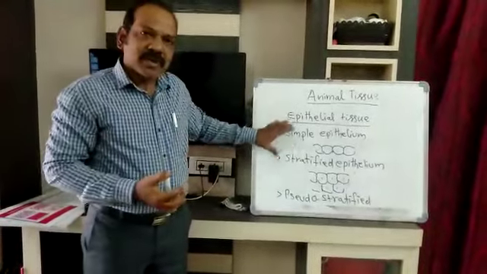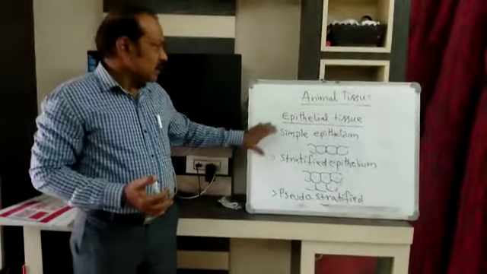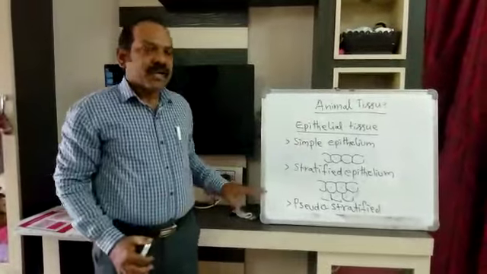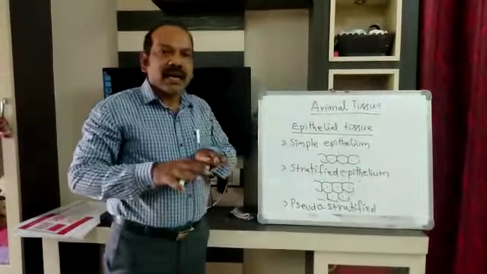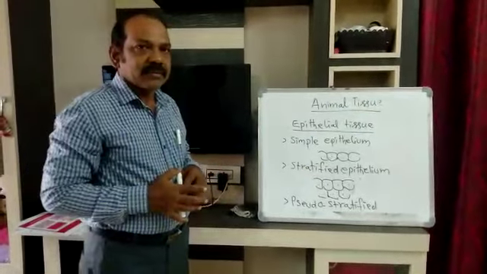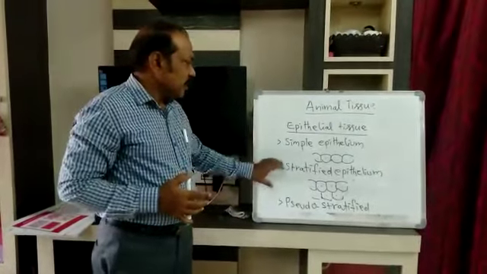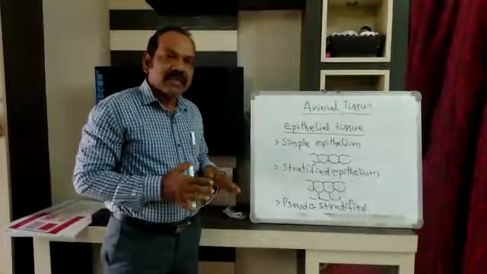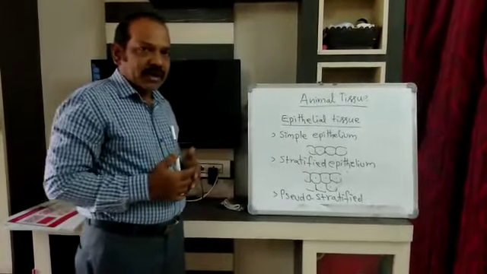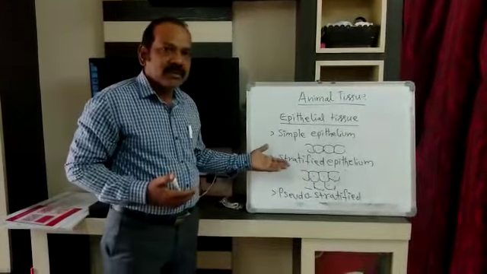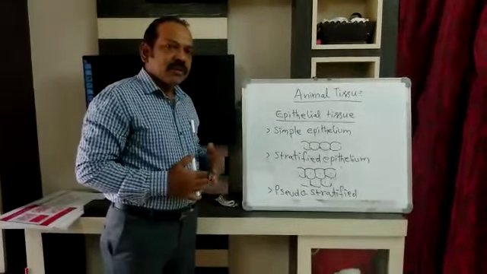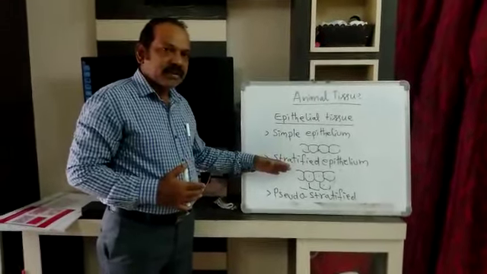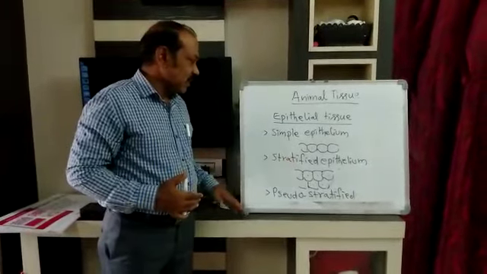Based on the arrangement of cells, epithelial tissue is of 3 types. Simple epithelium, in which the cells are arranged in a single layer. Stratified epithelium, the cells are arranged in more than one layer, especially in our skin, the rough surfaces of our skin. The tissue is made up of many layers of cells, that is stratified epithelium.